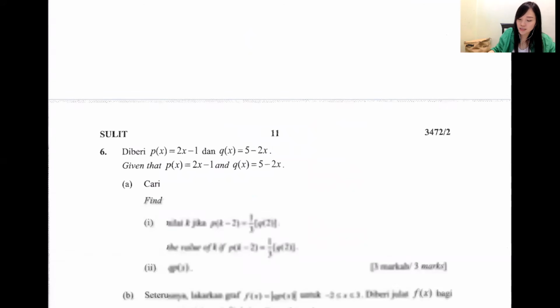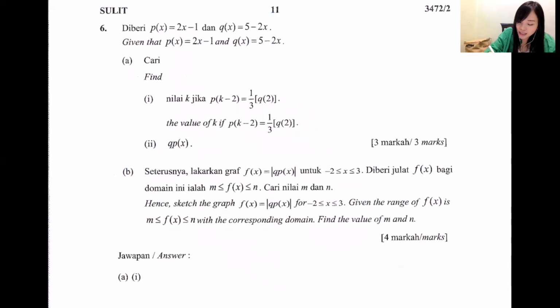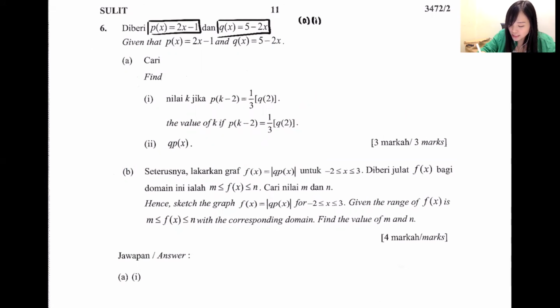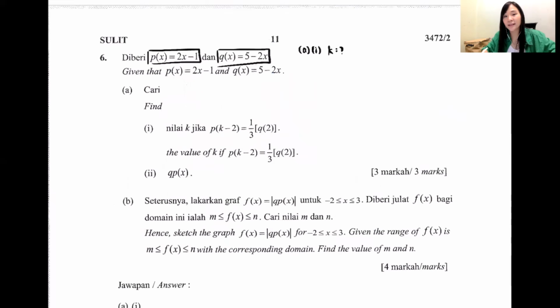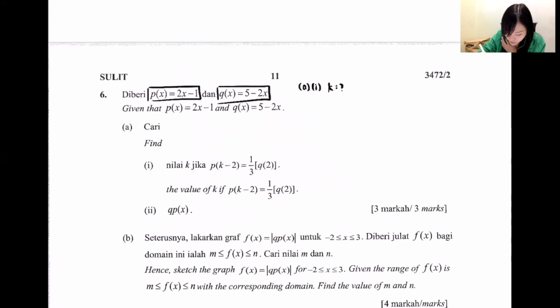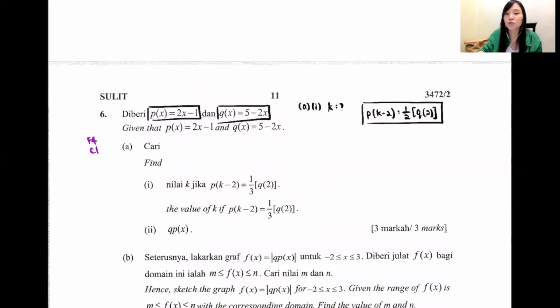Next question, 6. So guys, for 6, they give me Px equals this, Qx equals this. They say, find the value of K. They want to find K all of a sudden, don't know where the K comes from. They say, if P of K minus 2 equals 1 over 2 Q of 2. This question is under Form 4 Chapter 1, Function. So my dear, now they're giving me this information. Obviously, I'm going to use this information to find the answer.